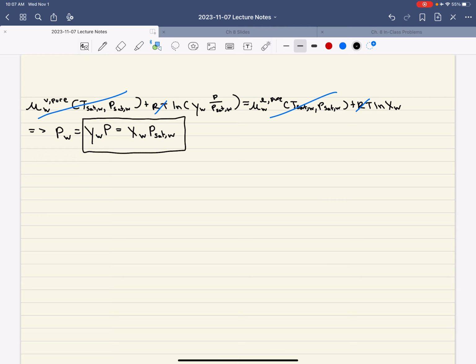This equation you've seen before. This is Raoult's law. This is the same Raoult's law that you used in both MEB1 and MEB2, and this is how you derive it, through chemical potentials. With Raoult's law, I just want to remind you, one of the main assumptions is that you assume ideal solution behavior.